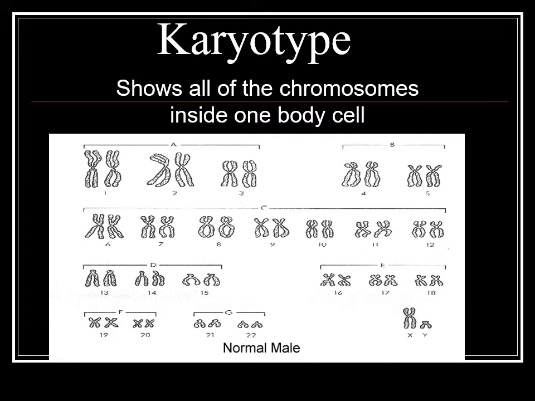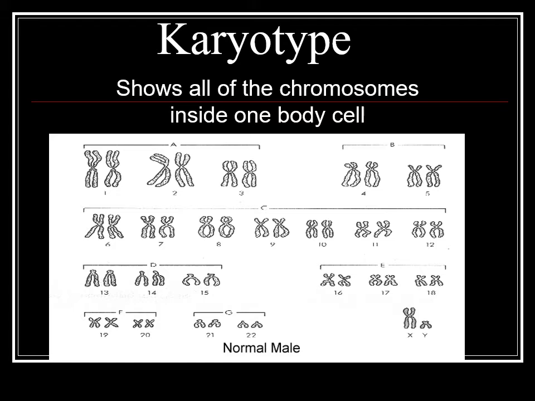So a karyotype is a picture of all your chromosomes. They can take any body cell in your entire body, it doesn't matter, extract the chromosomes and put them under a microscope and be able to see which chromosomes you have or do not have. So this particular one is a normal male, so there's no disorder here.